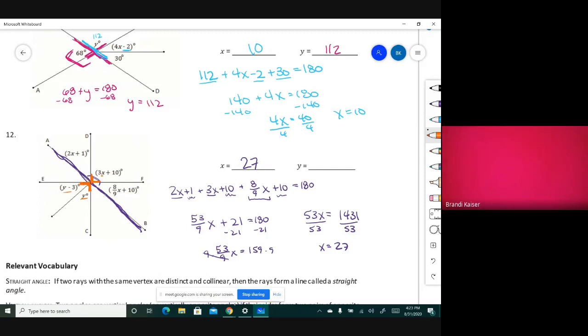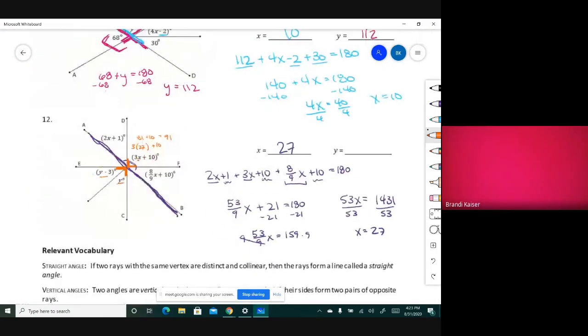So let's do that. So this is 3 times 27 plus 10. Well, 3 times 27 is 81. So 81 plus 10 happens to be 91. Oh, whoops, 91. All right, so that means that these two angles should equal each other. So let me go to the other side so you can still see the picture.